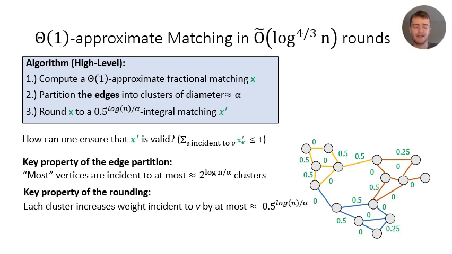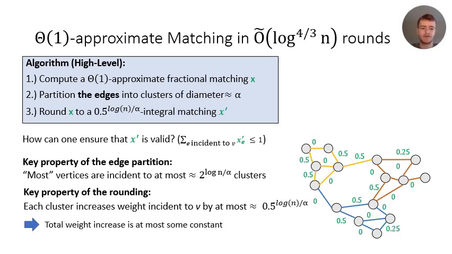Then the second key property comes from the rounding that we perform inside each cluster. So each cluster ensures that for each vertex, the weight incident to v, assigned by edges of that cluster, increases additively by at most roughly 0.5 to the log n over alpha. So if there's a vertex and all the yellow edges contribute some value to it, let's say 0.1 before the rounding, then after the rounding they contribute at most 0.1 plus 0.5 to the log n over alpha.